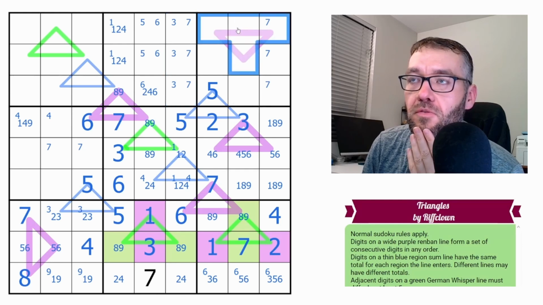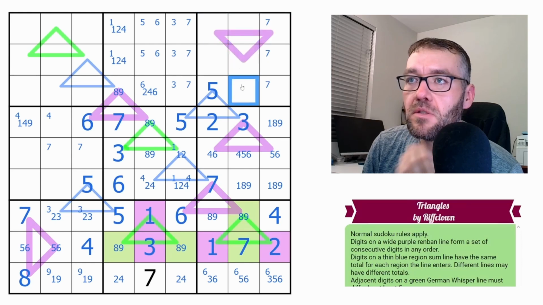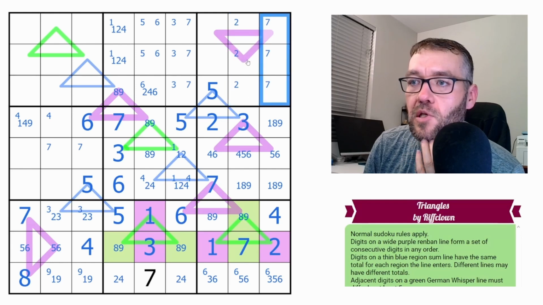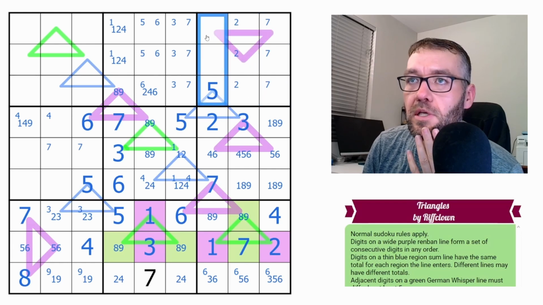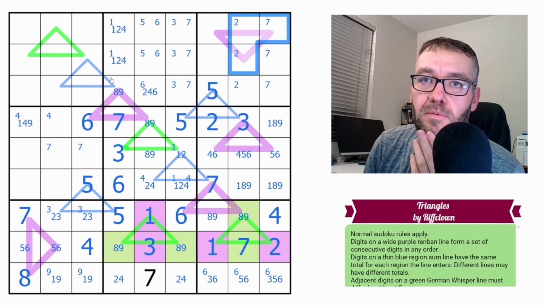This is either 1 through 4 because of this 5, or 6 through 9. 2 has to go up here somewhere. 4 can't go here. 1 can't go here. But they could still go on this Renban line, so we're not sure what to do with that just yet.